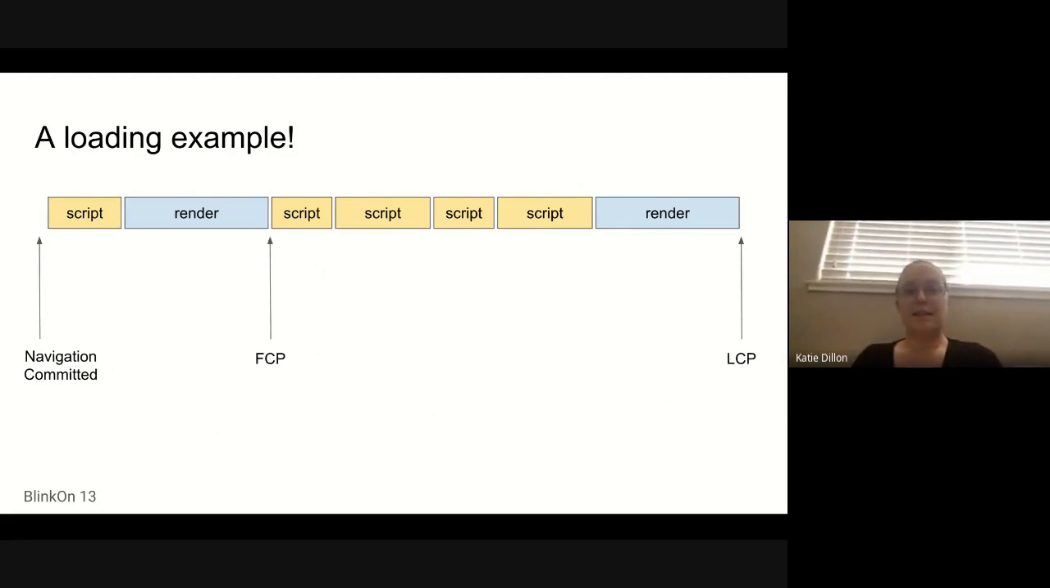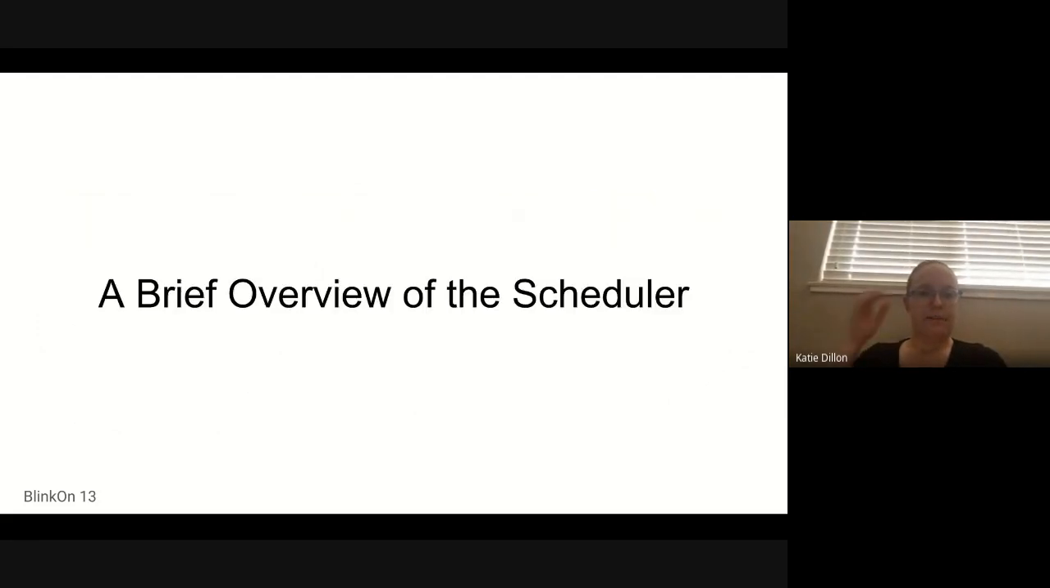So we were seeing traces from partners that had examples of rendering being blocked by a bunch of other tasks. And we decided that this is probably something that we wanted to do something about and something that we could do something about. Okay, so the scheduler chooses when we run the rendering steps.